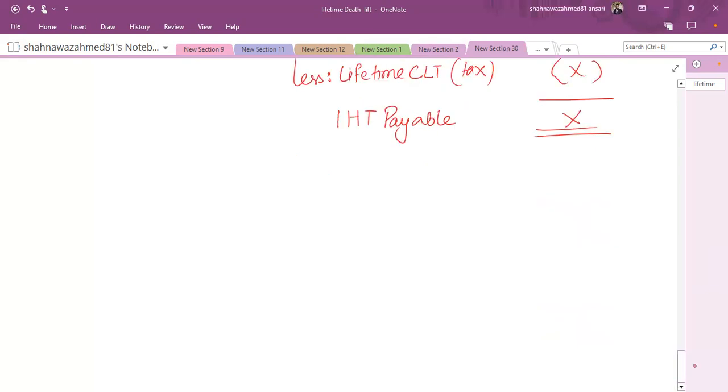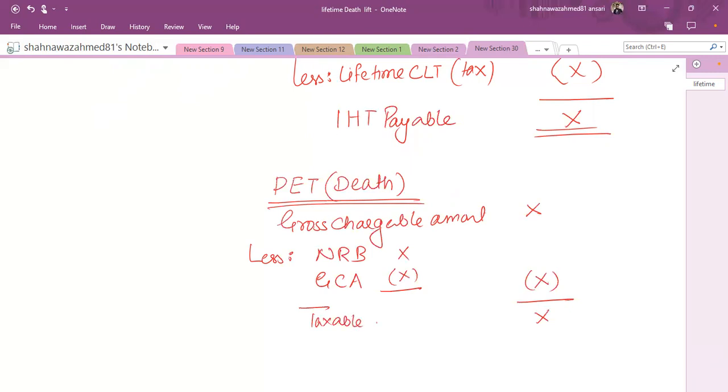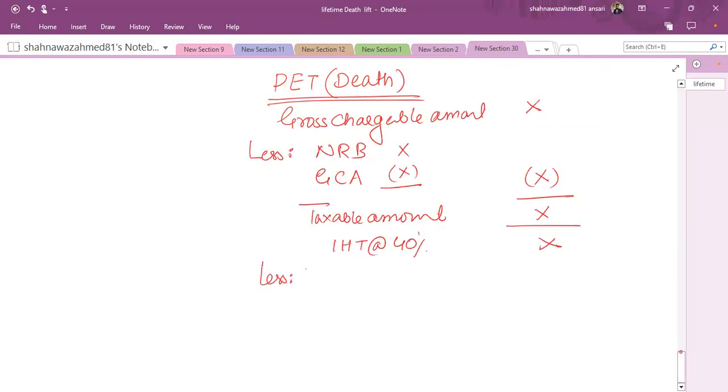Now, as far as potentially exempt transfer is concerned, if that becomes taxable at the time of death, what can we do? We can find out the gross chargeable amount, or simply the chargeable amount, against that PET, and from the same we'll deduct the available NRB as per the look back 7 years rule. We'll apply the look back 7 years rule, deduct the available NRB, and that becomes the taxable amount. And the IHT rate is the same, at the rate of 40%. And also, like the previous one, taper relief will be available. If the donor dies within 3 to 4 years, 4 to 5 years, then on this we'll calculate taper relief, and this becomes the tax payable on PET.